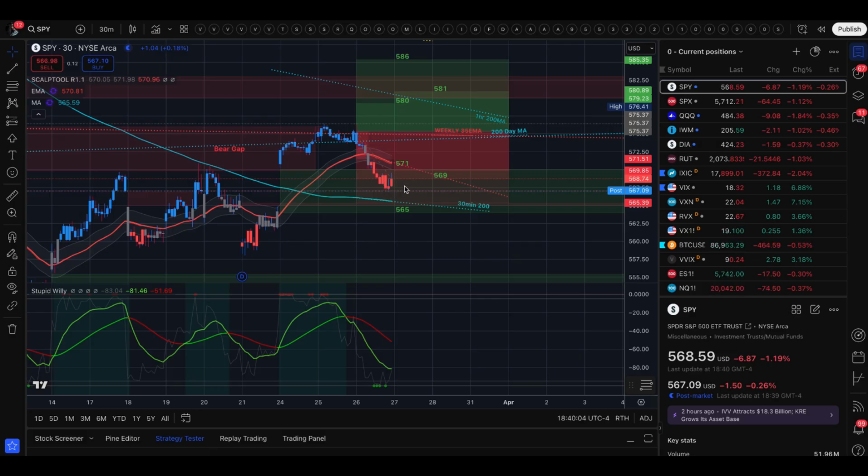loss. We did close completely outside of that. We closed under that 569 strike at 568.59. So selling 571, 569 was not a good plan.